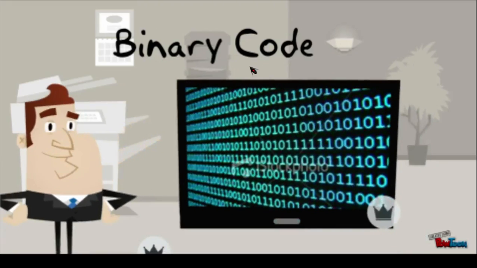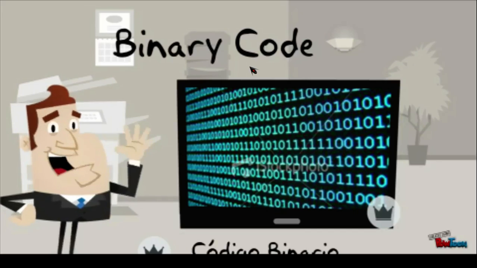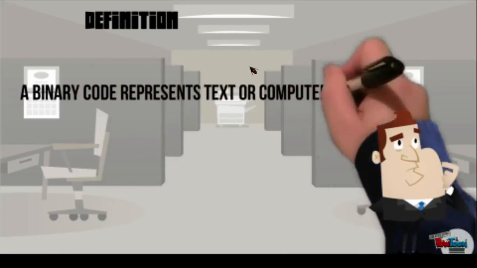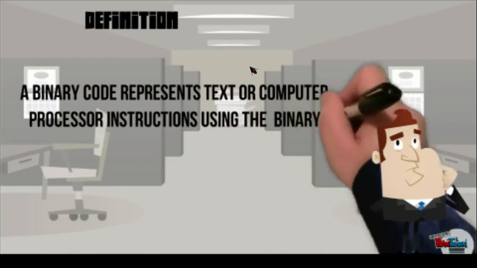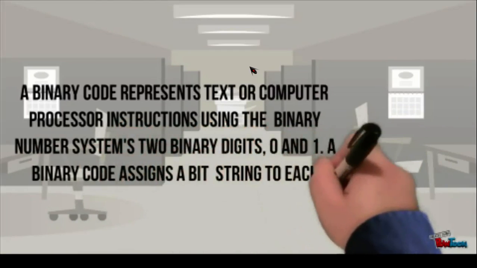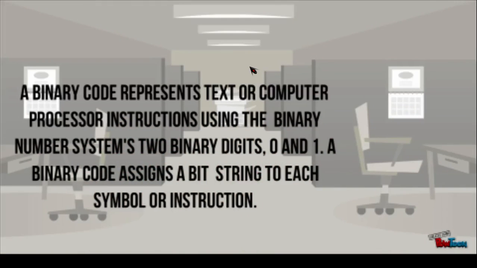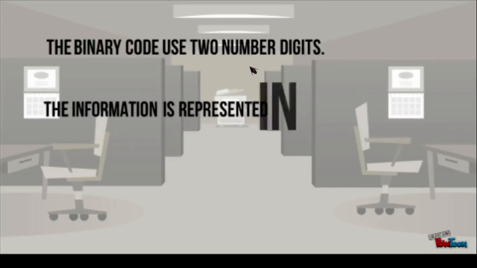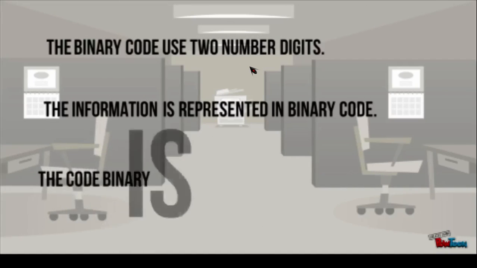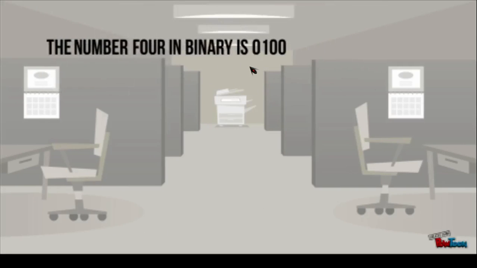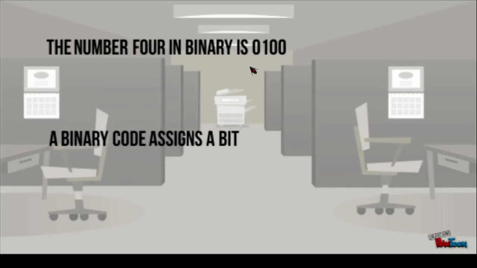Binary code. Binary code represents text or computer processor instructions using the binary number system's two binary digits, 0 and 1. A binary code assigns a bit string to each symbol or instruction. The binary code is set to number digits. The information is represented in binary code. The binary code is represented by electric pulses.